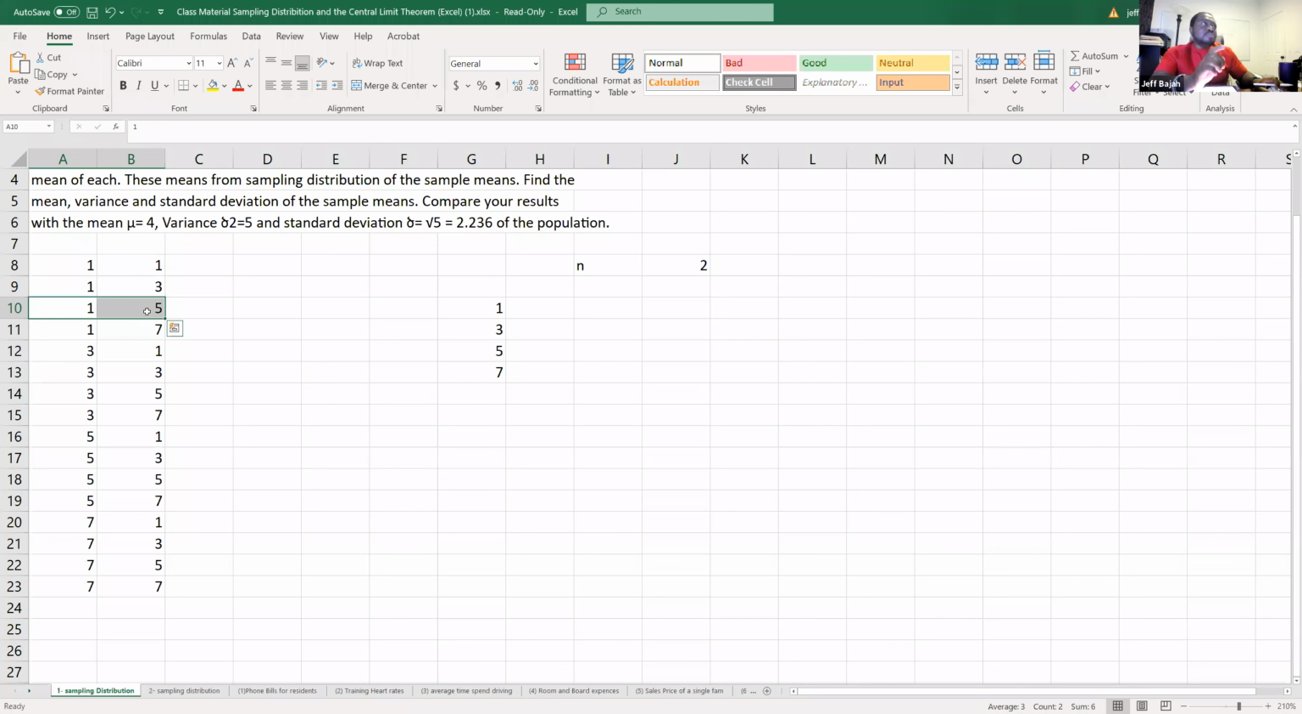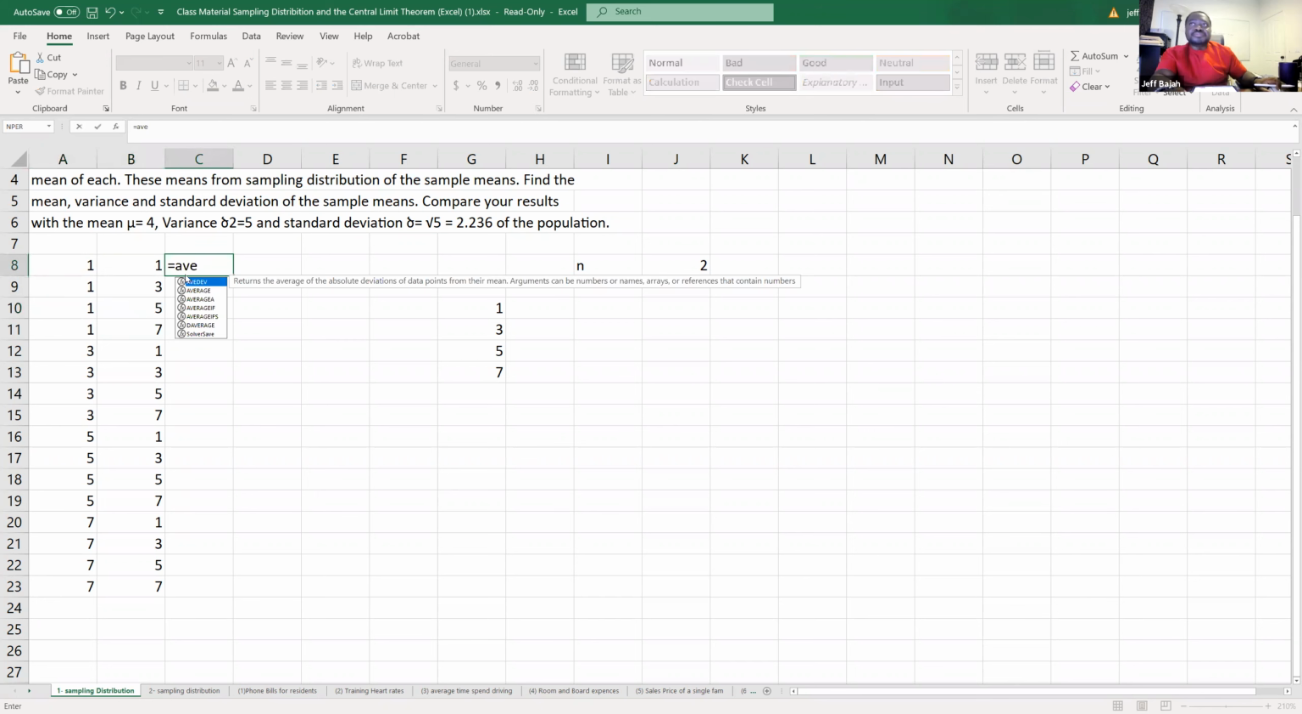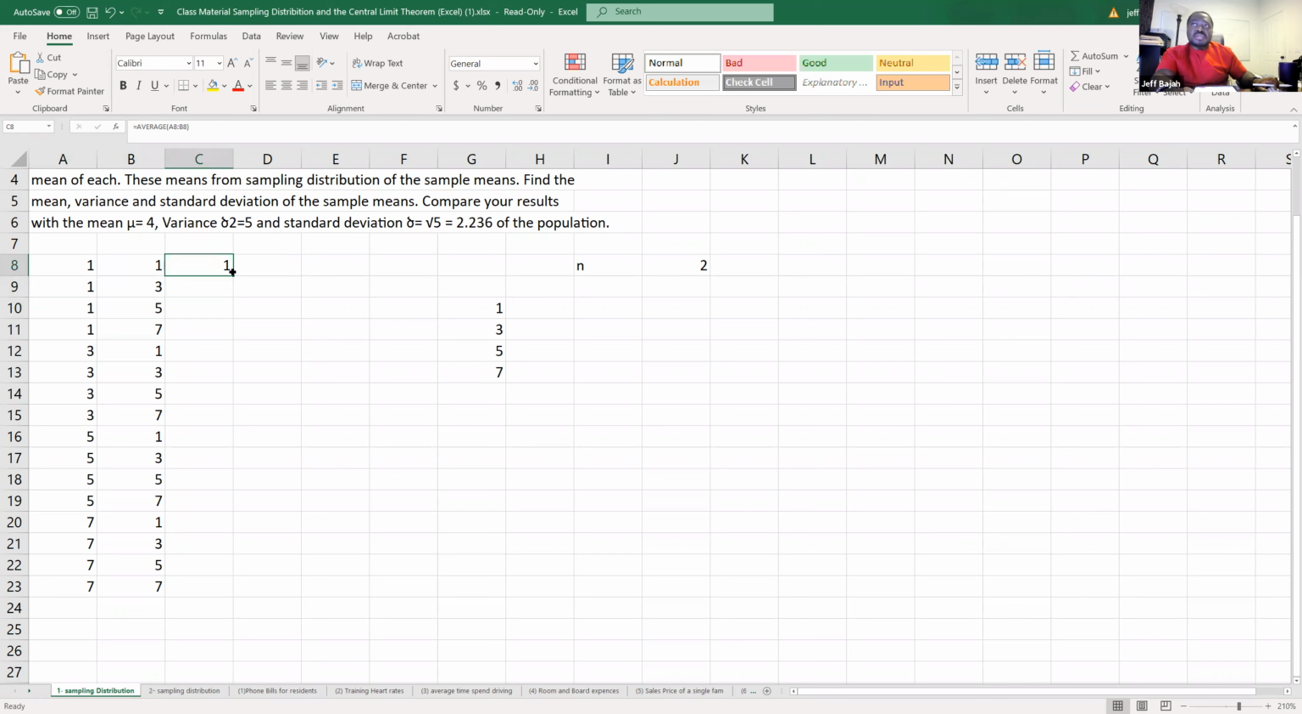So it means that if Reese was picking, she'll pick 1 and 1. If Samuel was picking, Samuel will probably pick 1 and 3. If Yahir was picking, he'll pick 1 and 5, right? So we're going to test this theory. Let's find the average of this. The average of this one is 1, right? And so we find the average of all of them.